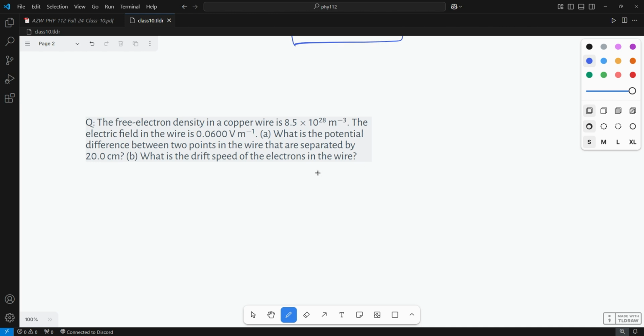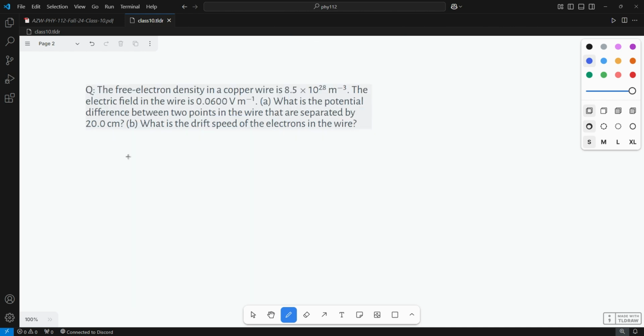Alright, this question asks us for the potential difference and drift speed of electrons. It says that the free electron density in a copper wire is this much, which is Ne. The electric field in the wire is this much, so we are also given the value of E. What is the potential difference between 2 points in the wire that are separated by 20 centimeters?